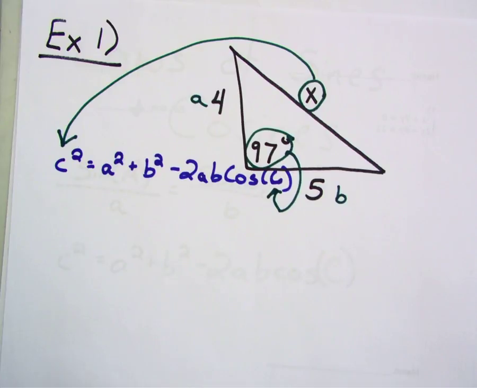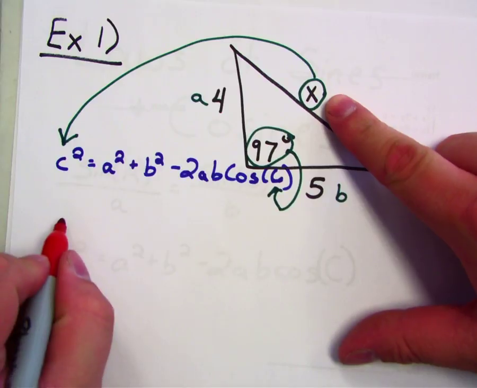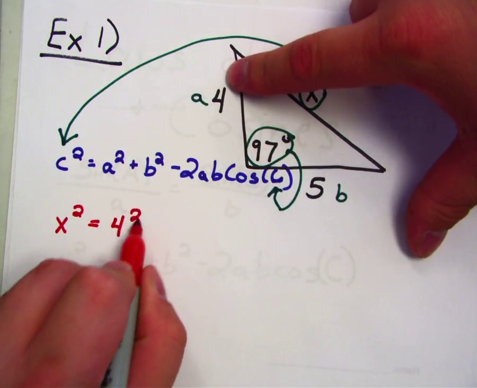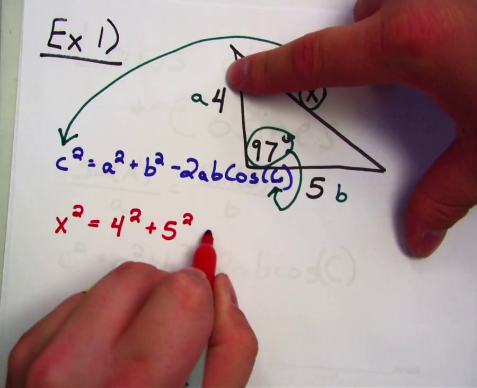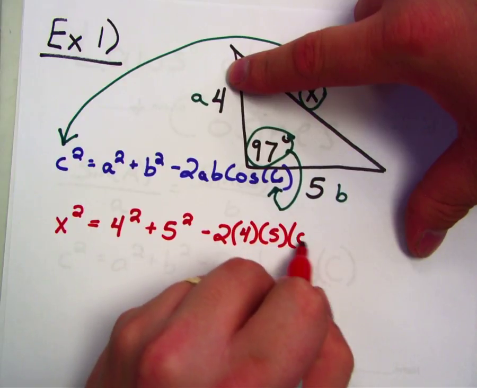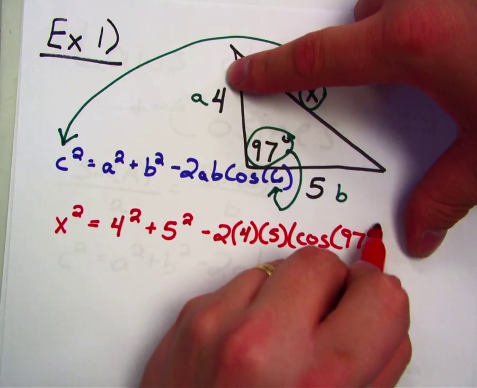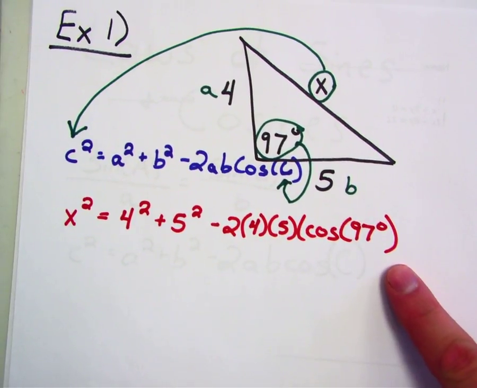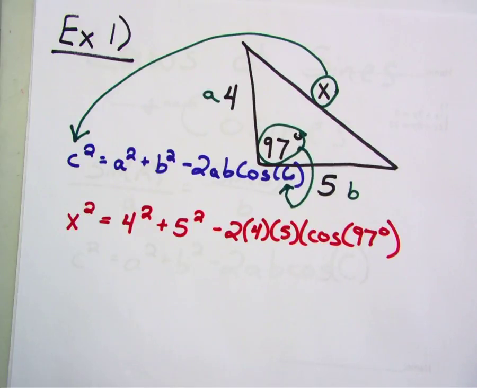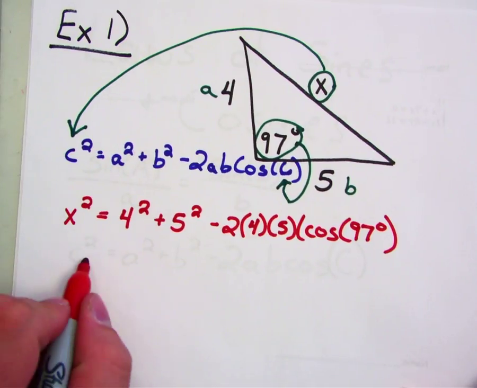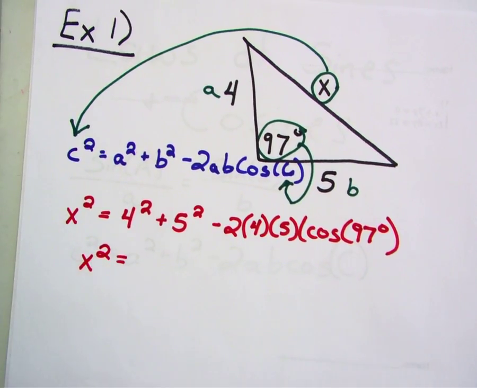So let's take a look at solving this right now. We're going to go ahead and plug in our numbers. I'll plug in x since we're actually saying we're solving for x here. So we've got x squared equals A is 4, B is 5, minus 2 times 4 times 5 times the cosine of 97 degrees. Now, this expression right here is something we can type straight into our calculator, no problem. We don't even need to solve because we have our x over here. We'll just need to deal with this squared at the end. So I'm going to type that whole expression straight into my calculator.